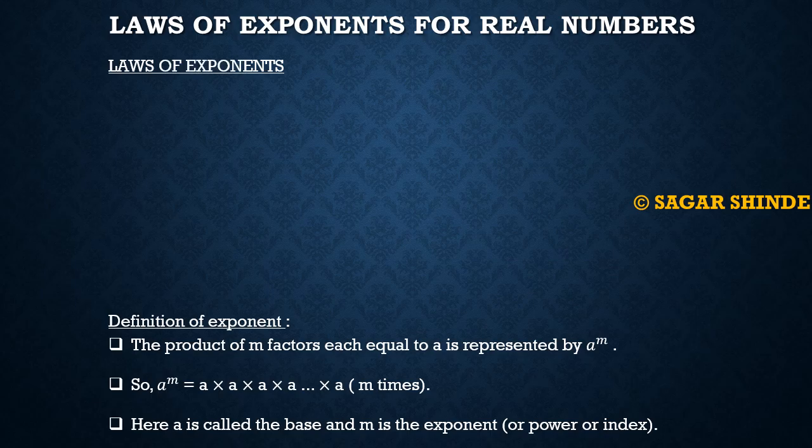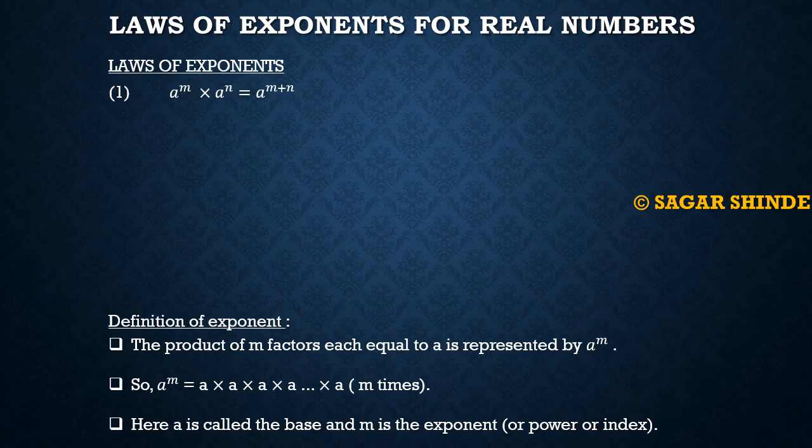classes. So first law of exponent is this: a raised to m multiplied by a raised to n is equal to a raised to m plus n. So what do we see here? Here is the multiplication of the two numbers having same base but different exponents.